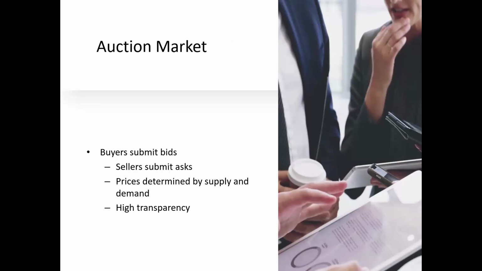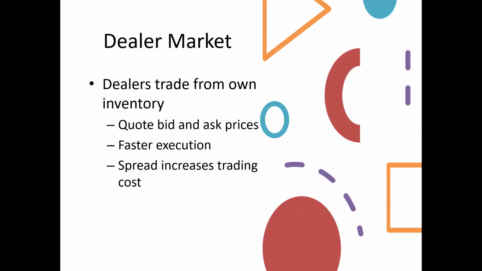So the auction market is done at the organized stock exchange. Sellers submit their asks, buyers submit their bids, price is determined by supply and demand, and it's highly transparent. Okay, this shouldn't be under this; this should have been a continuous list. I think I didn't see it. So that is it. Then we have the dealer market.